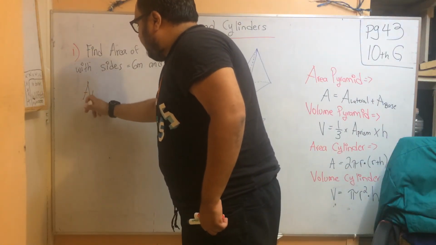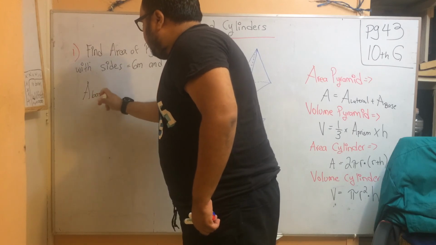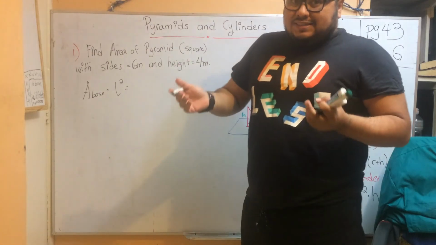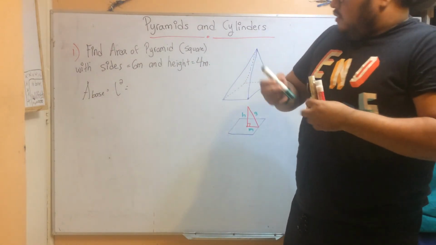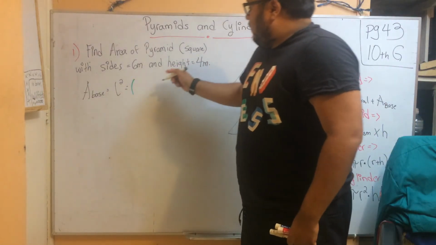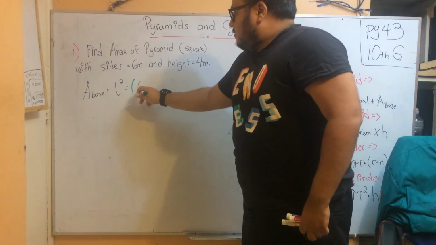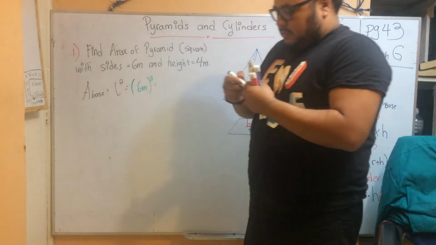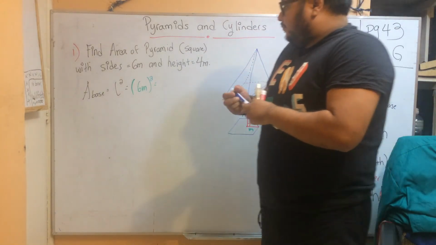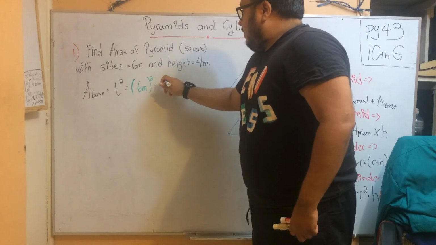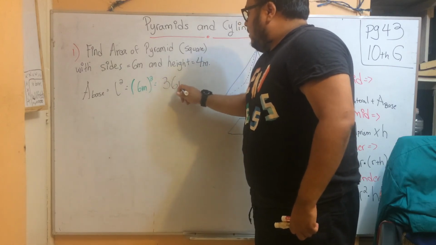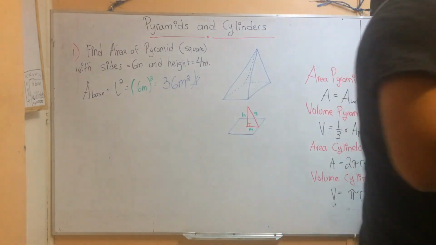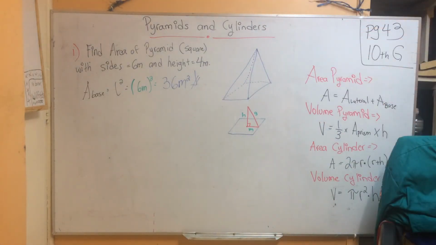So the area of the base is going to be L squared, because it's one of the sides squared. We have that one of the sides is 6 meters, so we need to square this, and that means that the area of the base alone is 36 meters squared. We already have the area of the base.